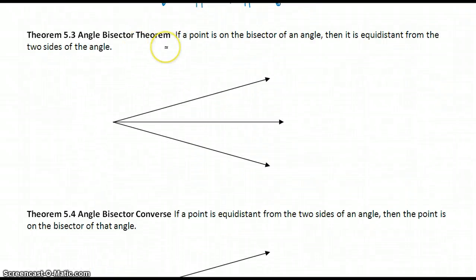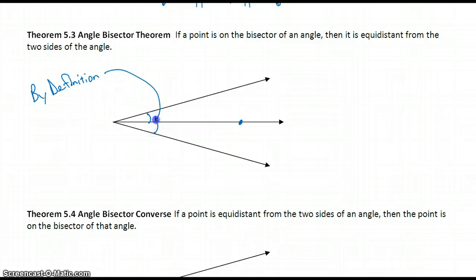The angle bisector theorem starts with a point on the bisector of an angle. Well, if this is the bisector of an angle, by definition, these two angles will be congruent to each other. The theorem says that this point will be equidistant from either side of the angle. The question is, how do we measure distance from a point to a line?